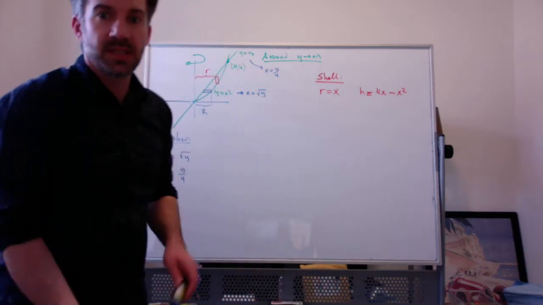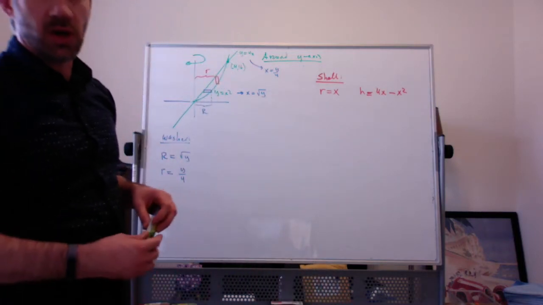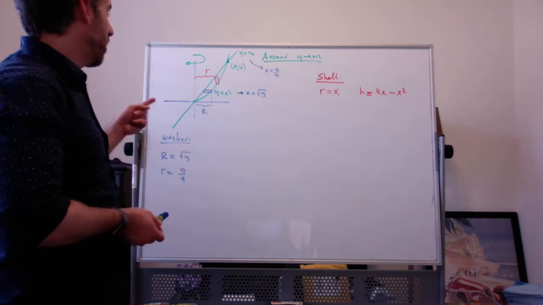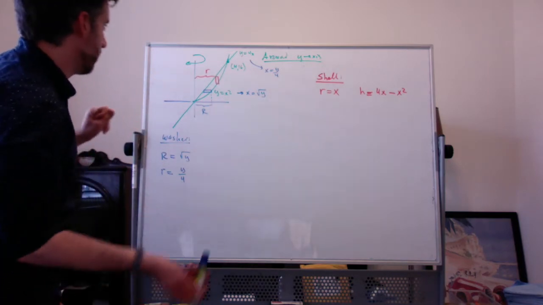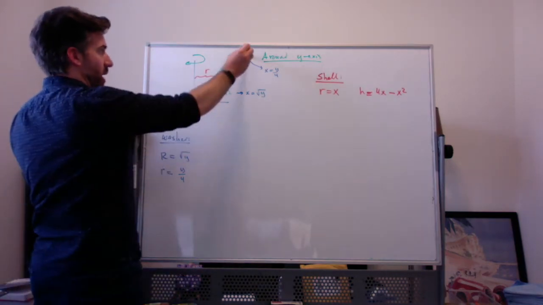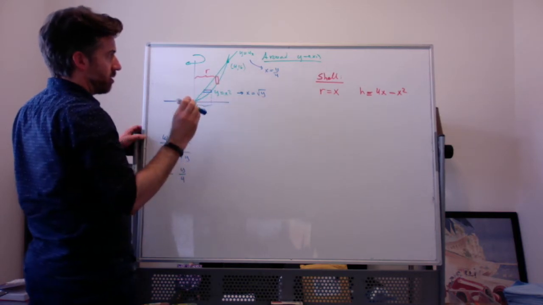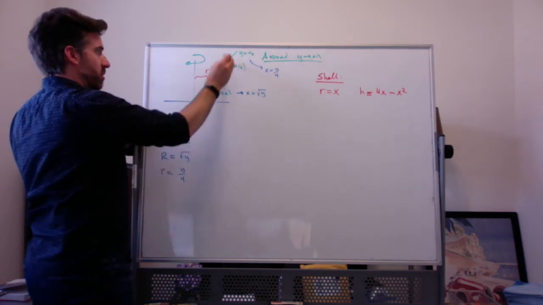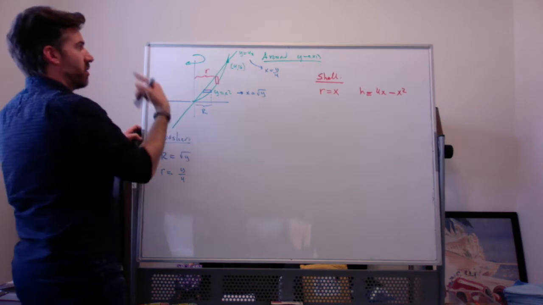Alright, 16B students, this is the same region as the previous shell washer video, but now revolved around the y-axis. So it's still the region bounded by y equal to 4x and y equal to x squared. The points of intersection are still (0, 0) and (4, 16). But now we're going around the y-axis.